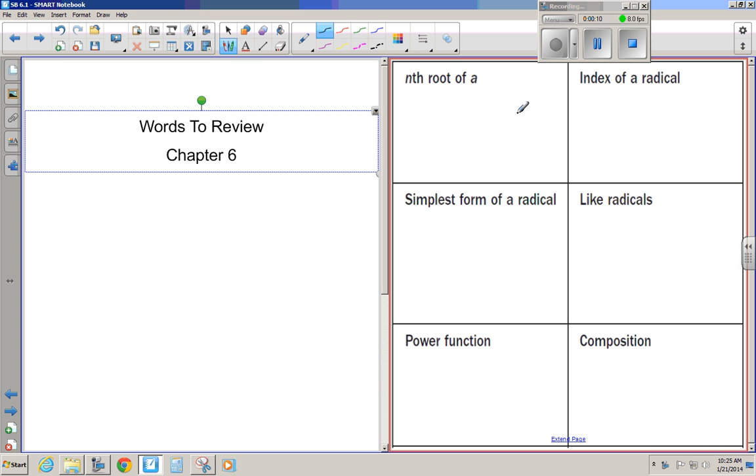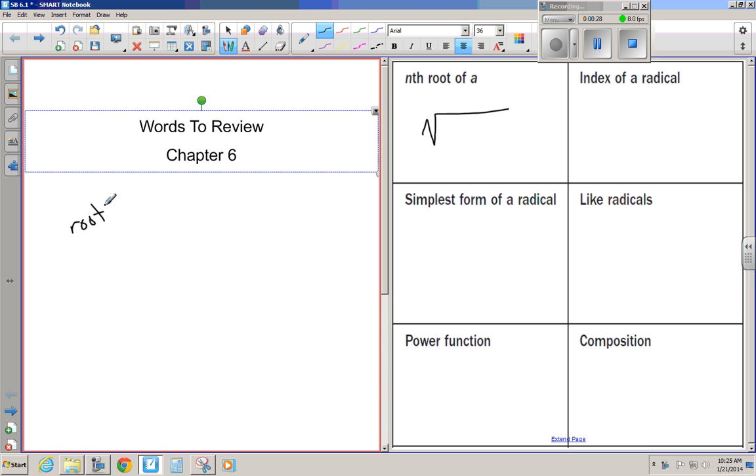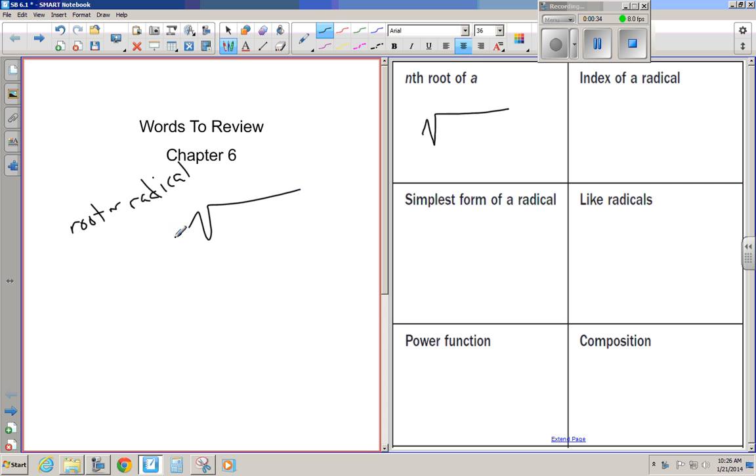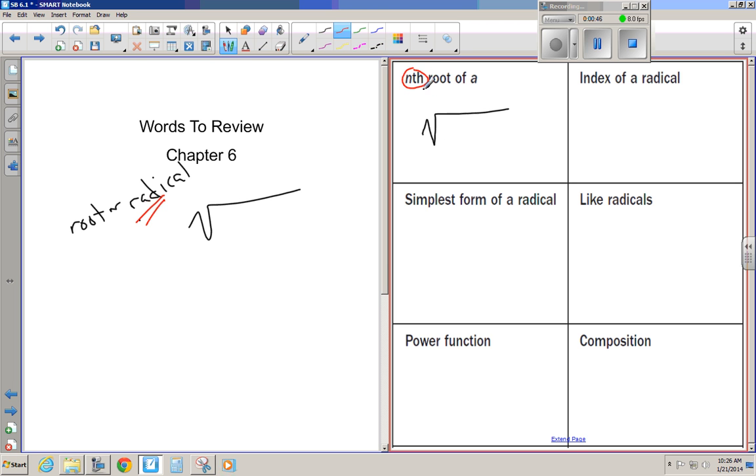To begin with, when dealing with the nth root of a, what this is talking about is a certain format. So this is a root or radical, the simple square root symbol, or "rad," as you'll hear me say sometimes. The nth root deals with what's inside here. You could put a little n here, and you could put any number you wanted in here.